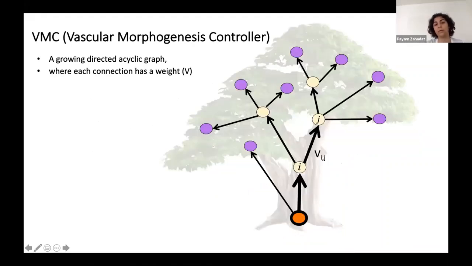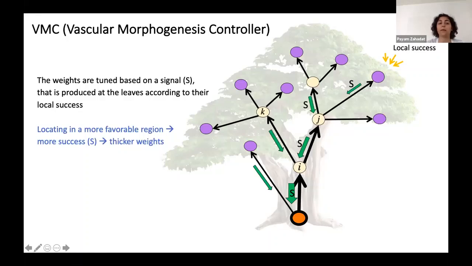So we have put all of this together in a very abstract model called the vascular morphogenesis controller, or VMC. This VMC is a growing directed acyclic graph where each connection has a weight. These connections act as the vessels, which I mentioned before. And the weights of these vessels are tuned based on a signal that is produced at the leaves of the graph. This is produced based on the local success of the leaves.